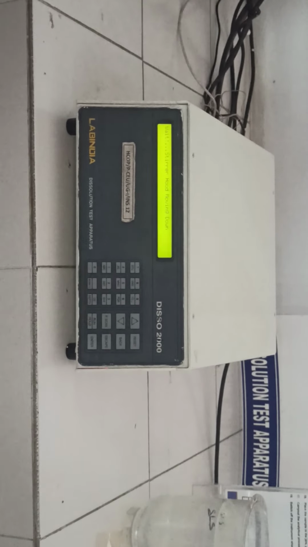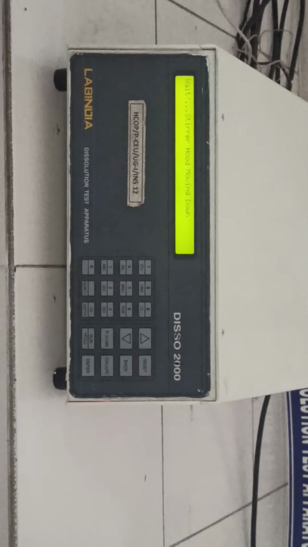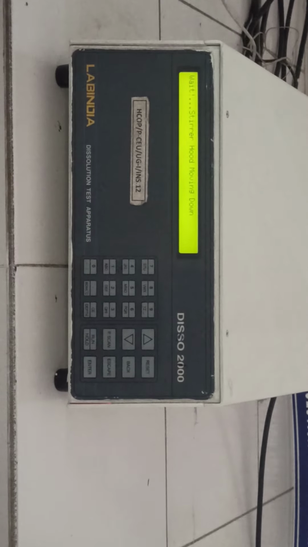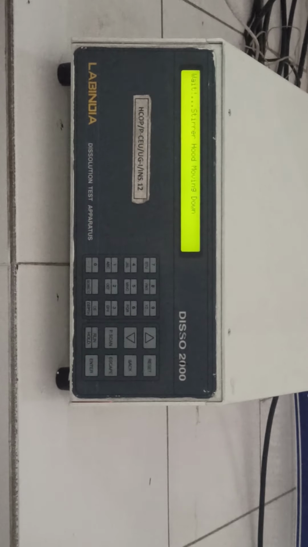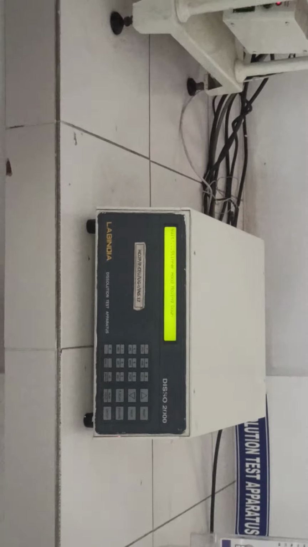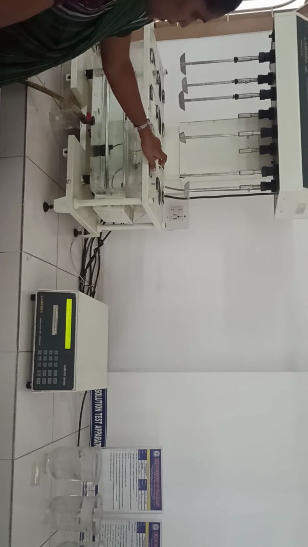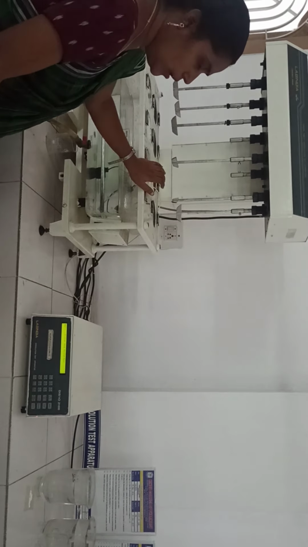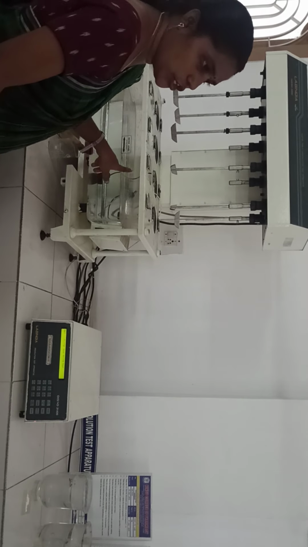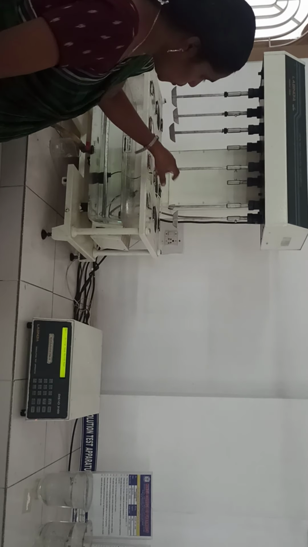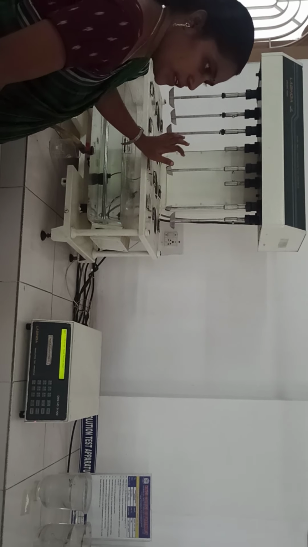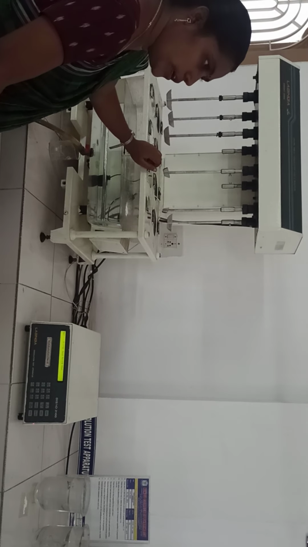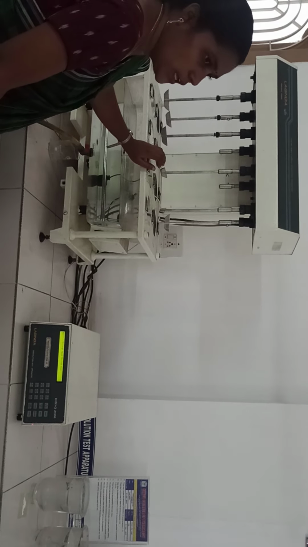So when we run the program, the stirrer hood is moving down. Stirrer hood is moving down. When the temperature reaches 37 degrees, we need to add the sample into the dissolution vessel. So we need to place the dissolution vessel here. Then whenever the temperature is reaching 37 degrees centigrade, we need to place the sample at specific intervals like 5, 10, 20, 30, 40 and 50, 60 minutes.